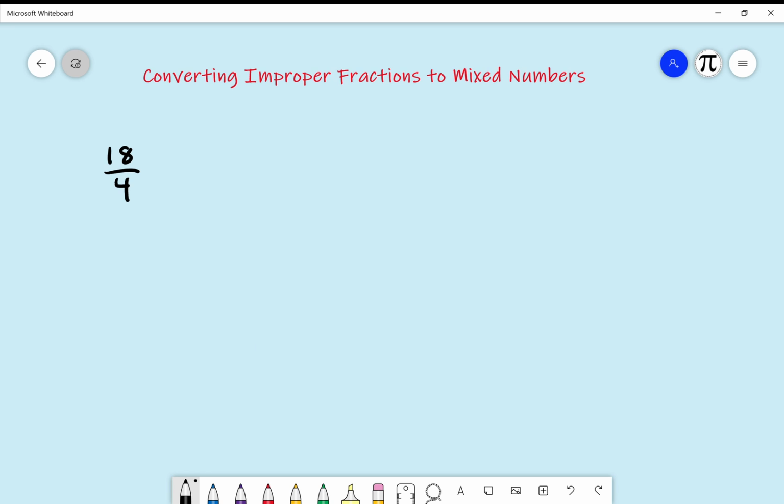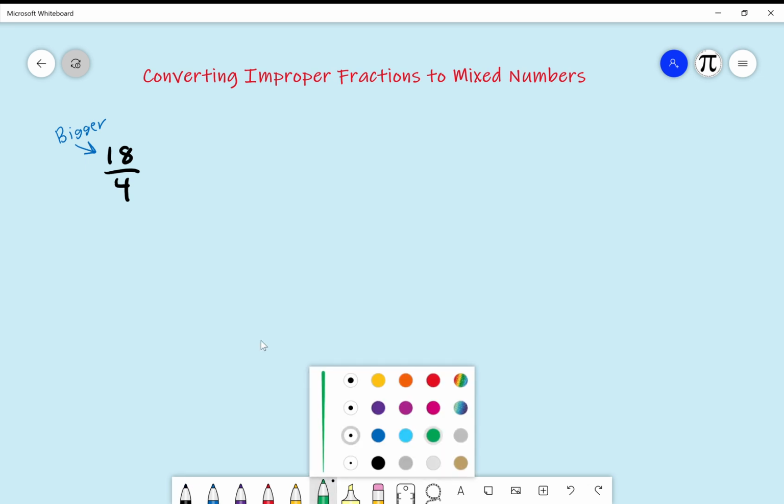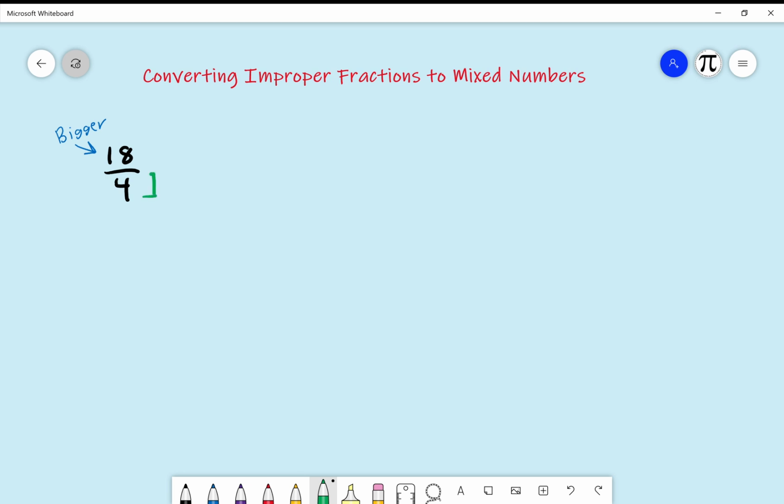18 over 4 is an improper fraction because the number on top, the numerator, is bigger than the number on the bottom, the denominator. So that is something we really don't want to happen. Okay? So, what do we do when we see something like this? Well, our first step is to go ahead and see how many times 4 fits into 18. So, pretty much division. We're going to put the 4 on the outside, the 18 on the inside, and we're just going to straight up divide.